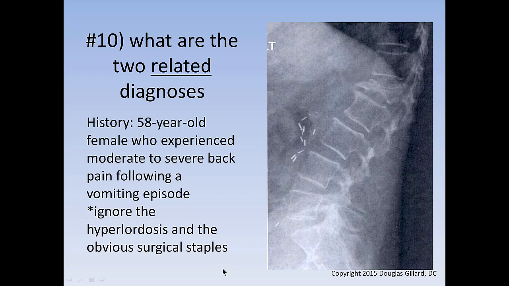I don't care about, just ignore the hyperlordosis and the obvious. What are these things? Surgical staples, probably her gallbladder removed. There's one down here. Might even be the abdominal aortic aneurysm was removed or taken care of here. Hard to tell again without the axial, but what is the diagnosis? Two of them. They've got to be related.